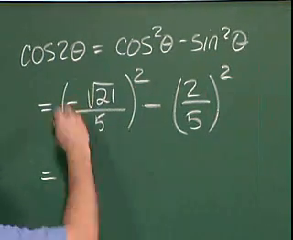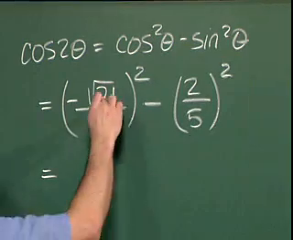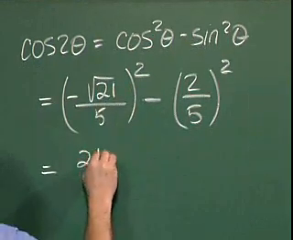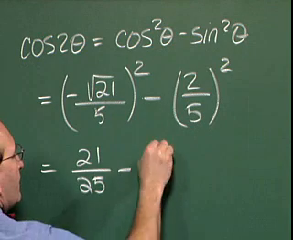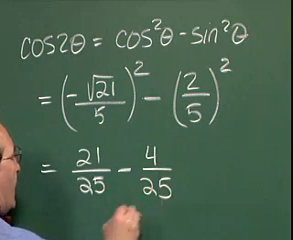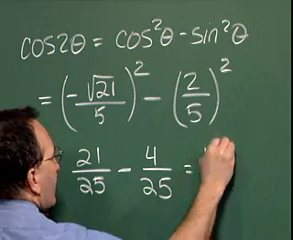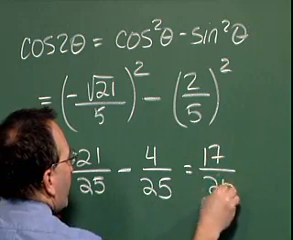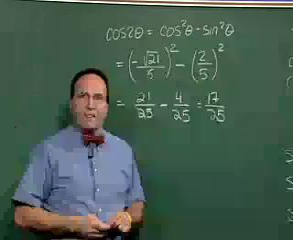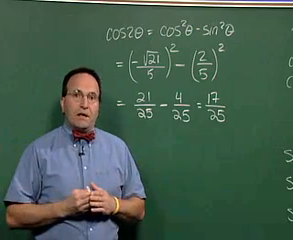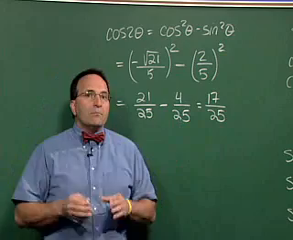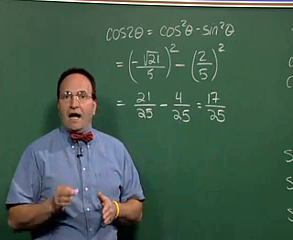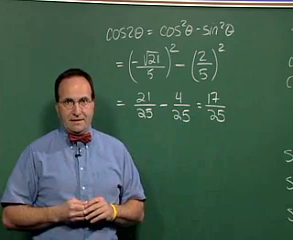Simplifying here, of course it's going to be positive. The square root of 21 squared becomes 21, and it's all over 25, minus 4 over 25, which gives us an answer of 17 over 25. So that's how we can use the double number identities in this particular case.